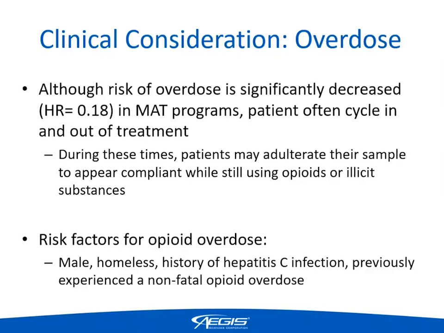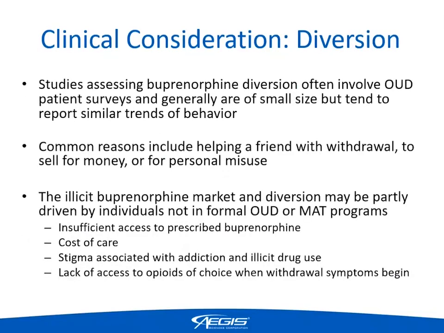So certainly if you have a patient that has one of those histories, certainly given an unexpected result, such as the two cases that we talked about, would lend a little bit of concern for maybe a higher risk for an opioid overdose. And then the second clinical consideration is diversion. So studies that look at buprenorphine diversion in particular, they're often small in size, and they usually involve some type of a patient survey where they're asking about behavior.